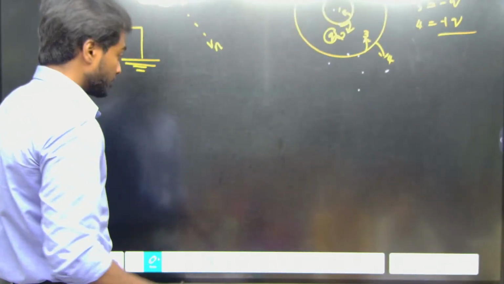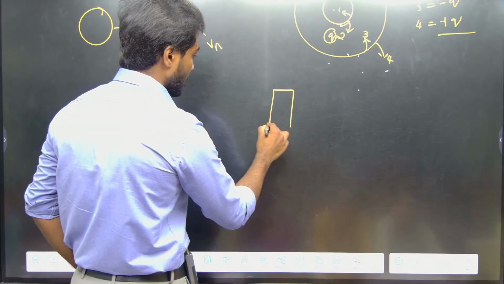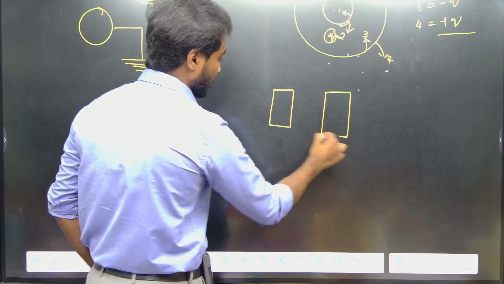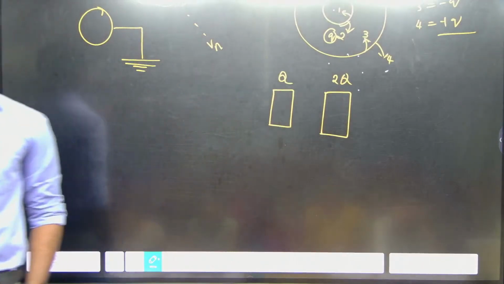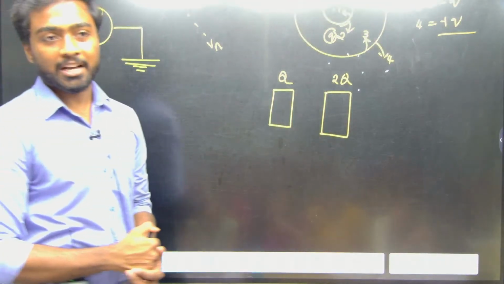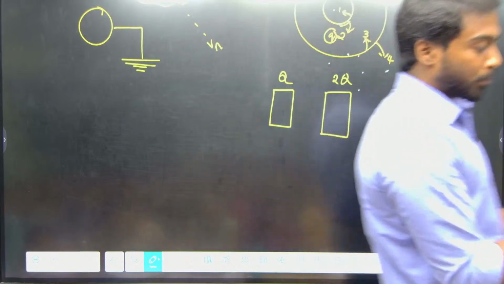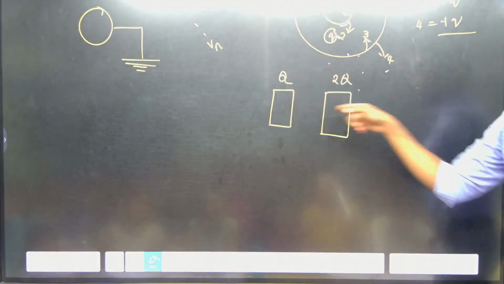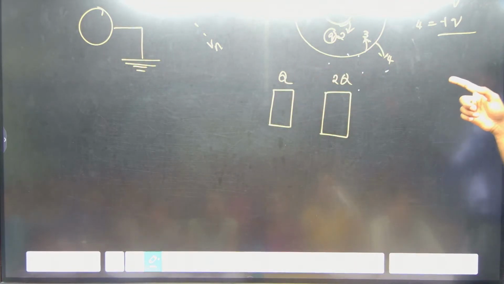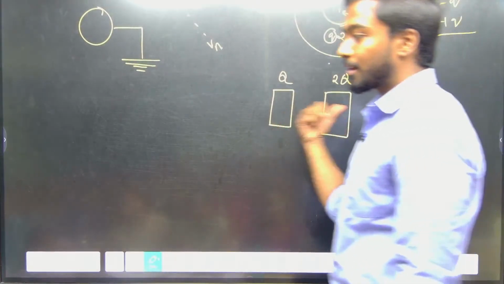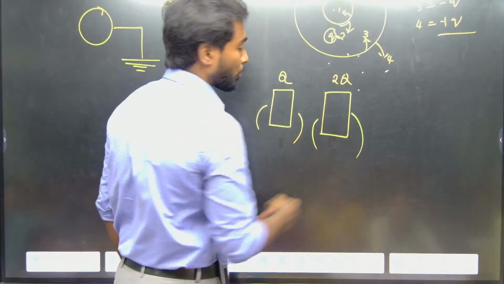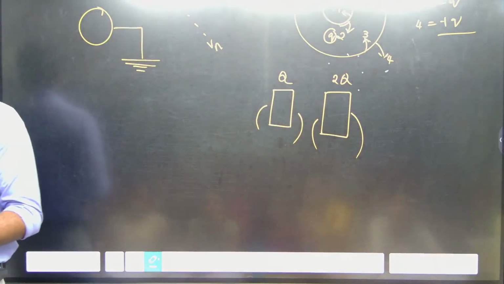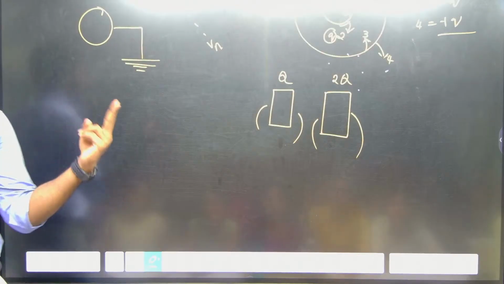I will take one more example. Two bodies are there. This is Q and this is 2Q. Now I will talk about the conservation of charge. Conservation means I will club together. How many charges are there? Clubbing together, 3Q is there. How many surfaces are there? 1, 2, 3, 4. How many bodies are there? 2 bodies, 4 surfaces, 2 charges.